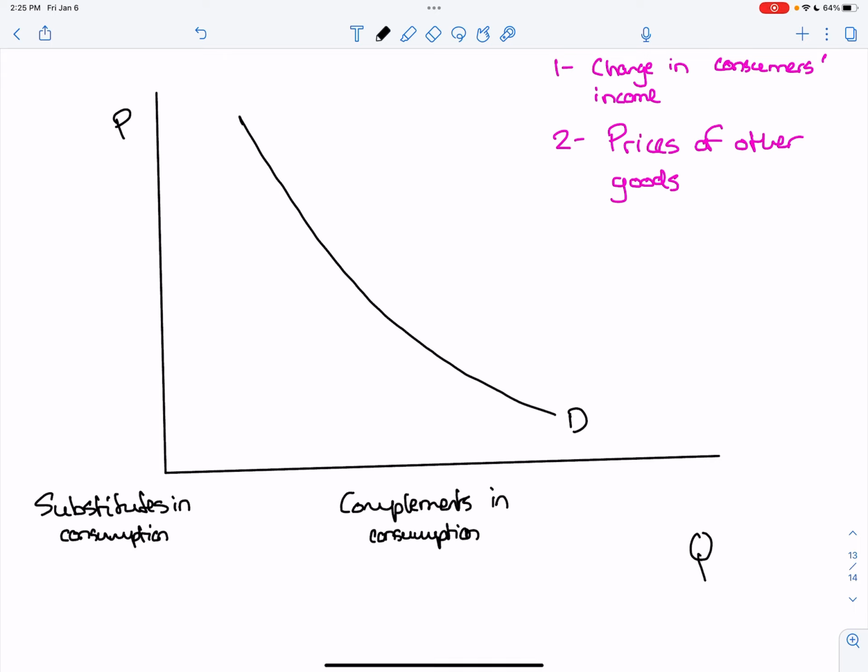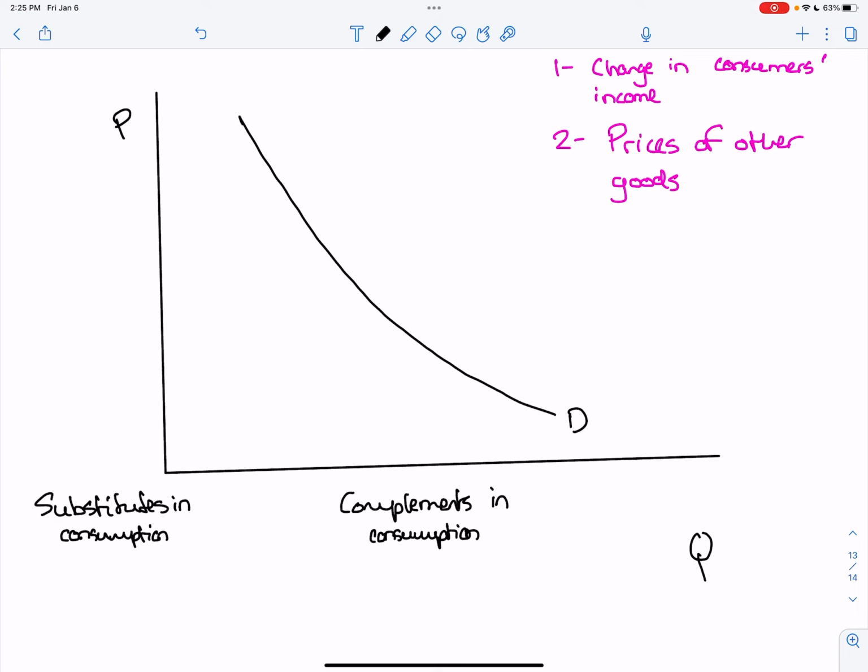Okay? A substitute in consumption is just one good that can be substituted for another good. So the classic example of substitutes would be something like tea and coffee. Now, I'm sure many of you have strong preferences for either tea or coffee, but let's just pretend that all you want in the morning is a hot drink. You don't really care if it's tea or coffee. In that case, tea and coffee would be substitutes. You either have one or you have the other.